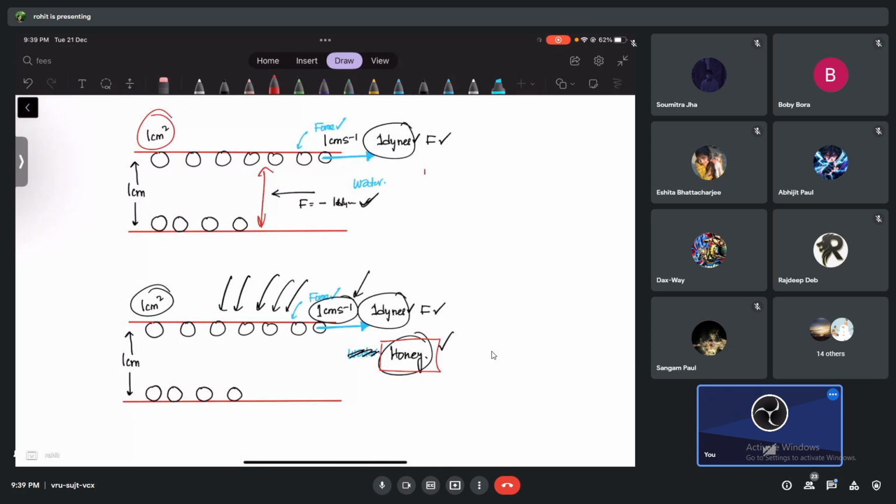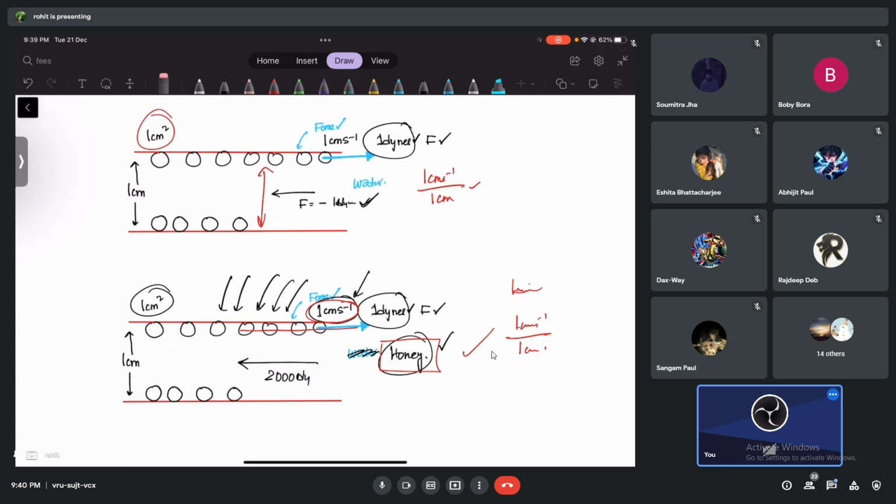Here also the velocity gradient is how much? 1 centimeter per second per 1 centimeter. That's the velocity gradient. Here also area is 1 centimeter square. But this time the force that I will need to make this topmost layer move at 1 centimeter per second will be very large compared to what? Compared to water. That means the opposing force is very, very large here. And you know how much is that? I told you 2000 dynes, not 2000, sorry, this time it will be 200 times.